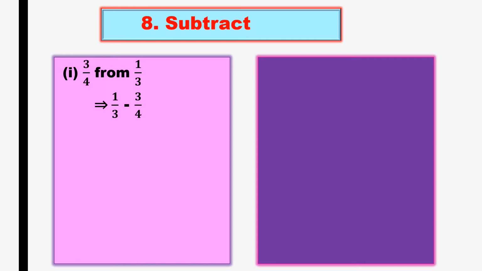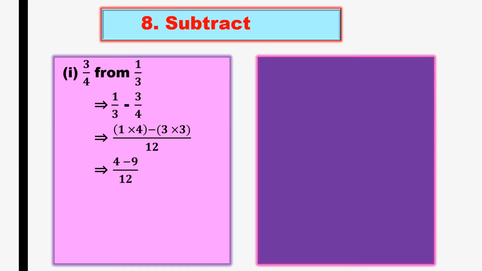Here whenever minus symbol or plus symbol is there between rational numbers, you should take the LCM. So 4 and 3 LCM is 12. So 3 divides 12 4 times. So 4 into the numerator is 1. Okay, 4 divides 12 3 times. So 3 into 3 you should write here.